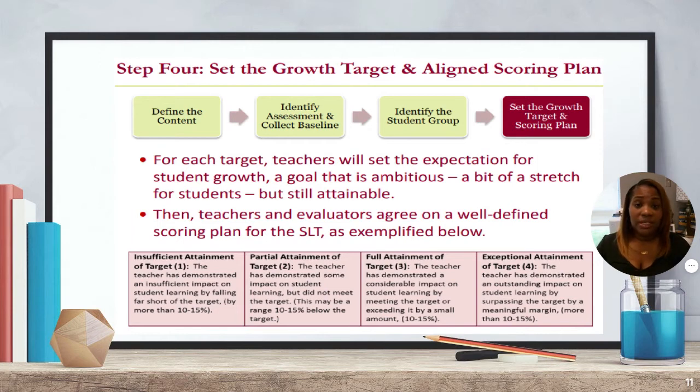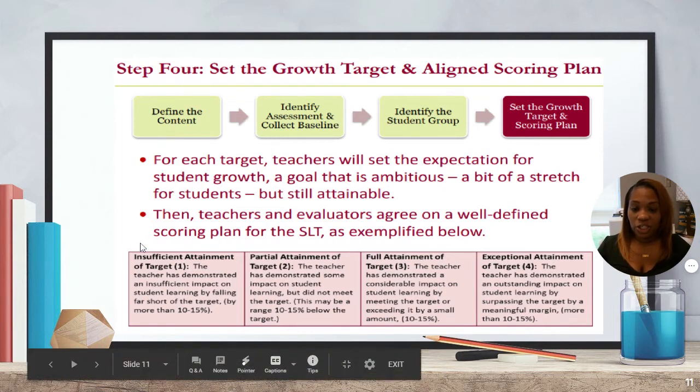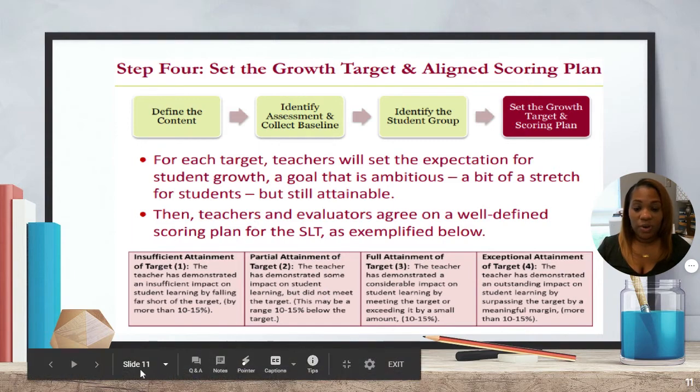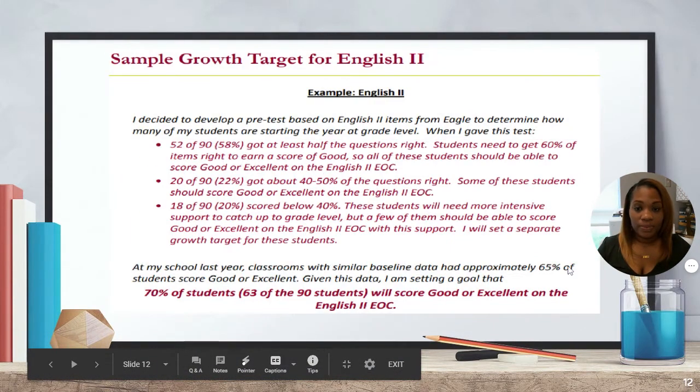You want to be able to look at that data and set those goals that are attainable. Looking at the bottom, it's going to show you what an insufficient target looks like, a partial target, a full attainment target, and an exceptional target. So that's going to be whatever you have that exceeds that goal.